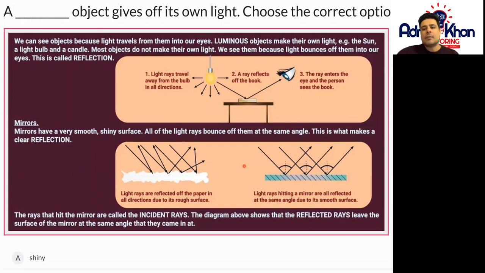The rays that hit the mirror are called the incident rays. So these are the incident rays. And the diagram above, this diagram that we're just seeing now, shows that the reflected rays leave the surface of the mirror at the same angle that they came in at. So mirrors have a very smooth, shiny surface, and all the light rays bounce off them at the same angle. This makes a clear reflection, and that's one of the reasons that we can actually see our reflection in the mirror at the same time.